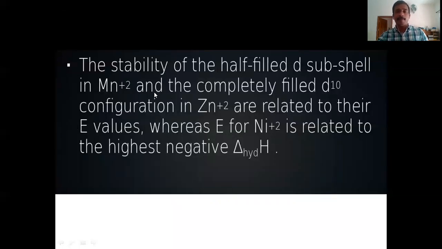So these are some of the variations that we can see here. It is explained here: Mn2+ and the completely filled d10 configuration of Zn2+. And the case of Ni2+ is related to the highest negative enthalpy of hydration. In the case of nickel, it has a high negative value of enthalpy of hydration, meaning a large amount of heat energy will be liberated. That is a reason for the comparatively less electrode potential.